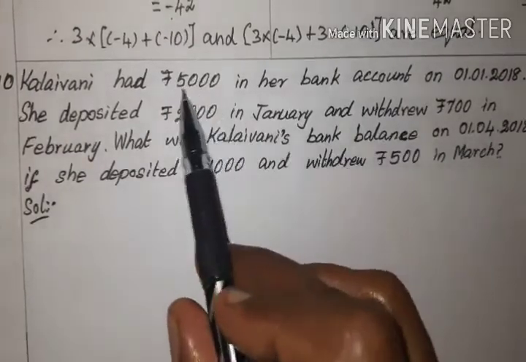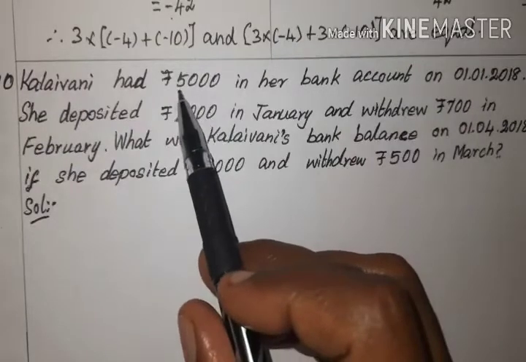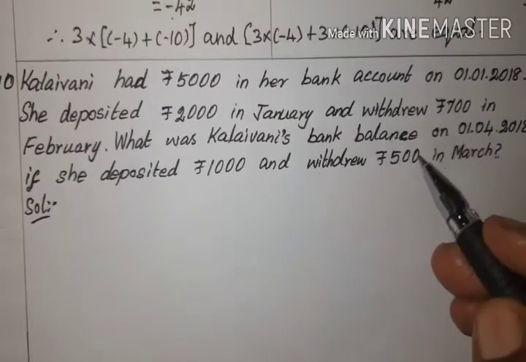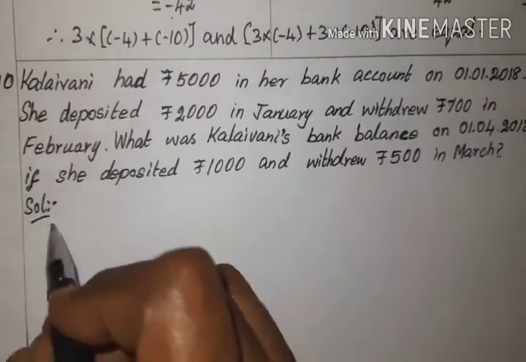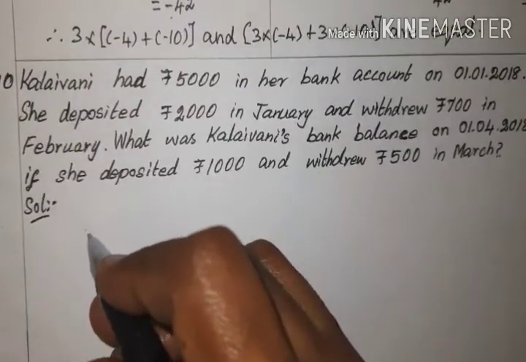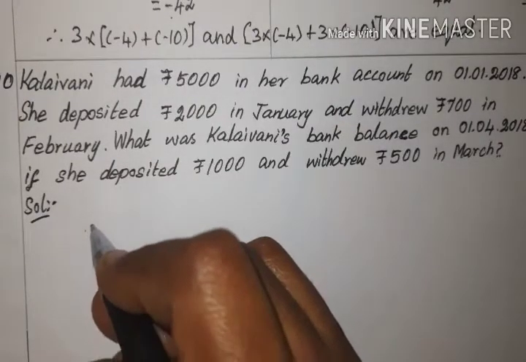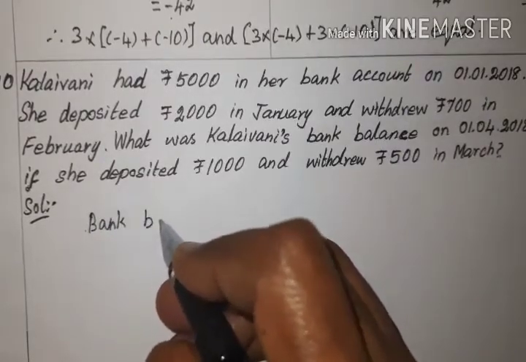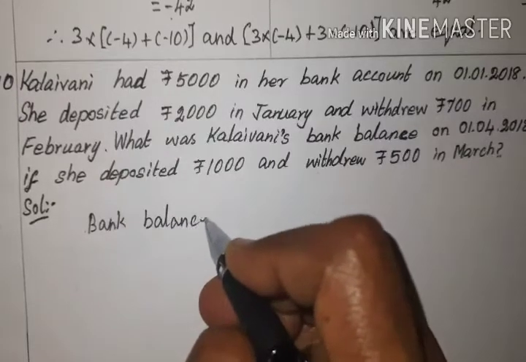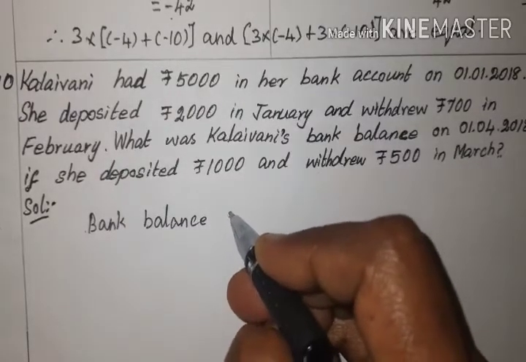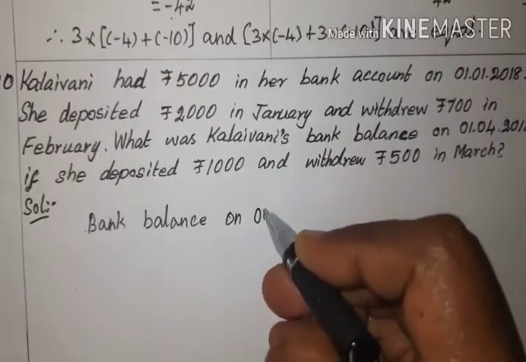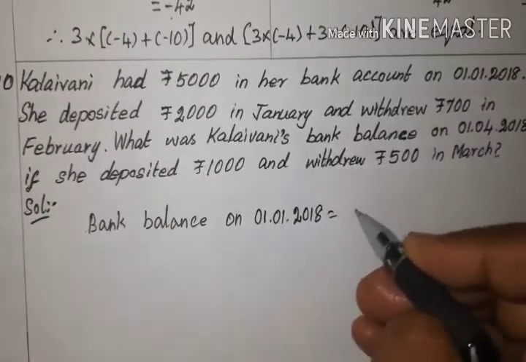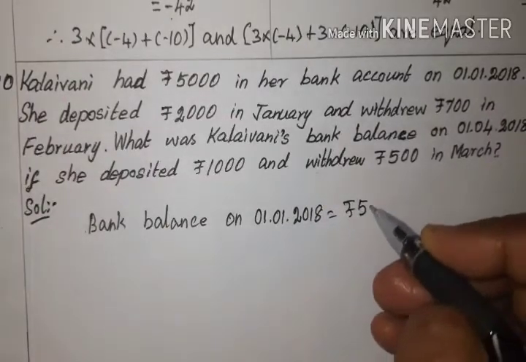First, bank account 5,000 rupees. Deposit plus the value, withdraw minus the value. So, first, bank balance. Balance on 1-1-2018 rupees 5,000.